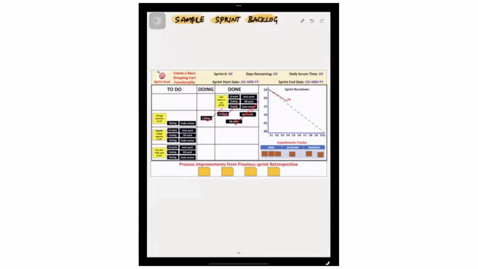1 task is in progress, 2 tasks remaining. So the developers continuously update the sprint backlog throughout the sprint to enhance the transparency. So everybody will know what work is completed, what work is in progress, and what are the items that are yet to be done in the sprint.